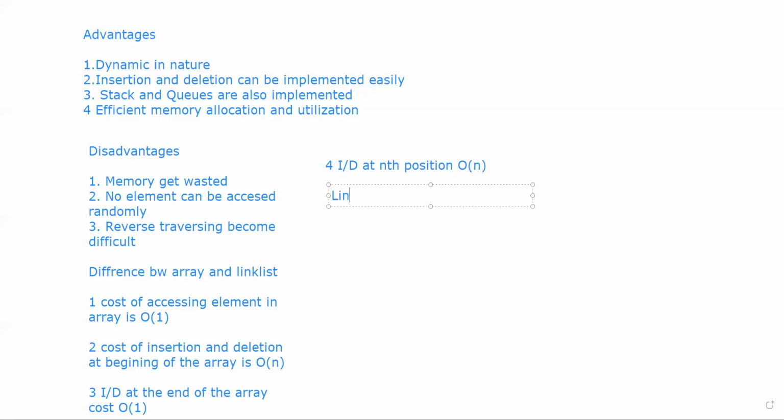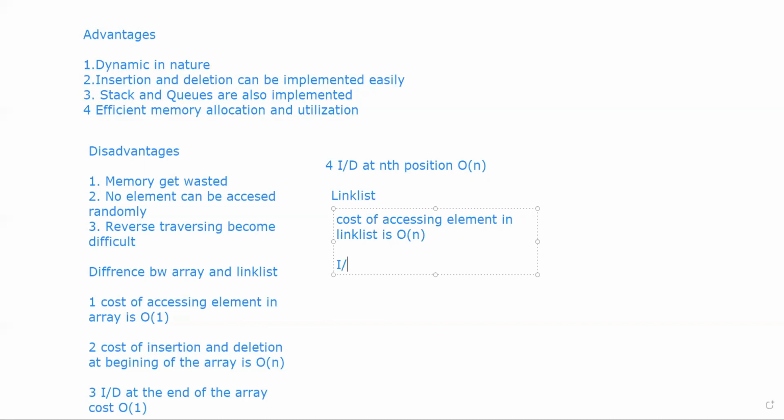Now linked list. The cost of accessing an element in linked list is big O of n. The cost of accessing the element is big O of n.